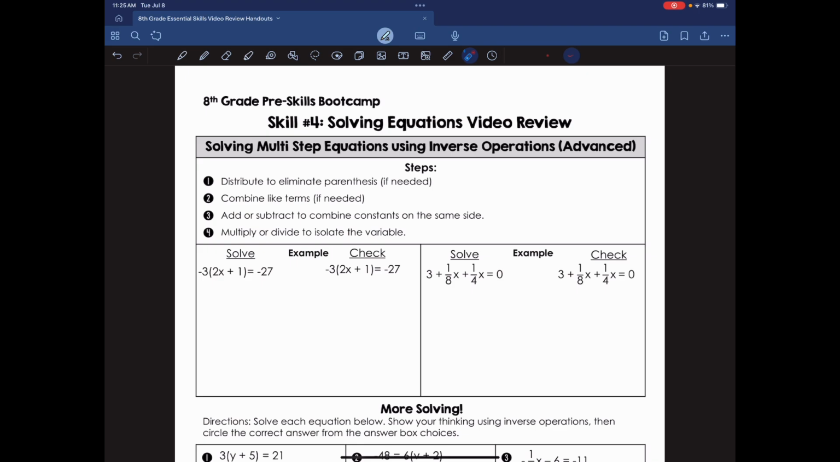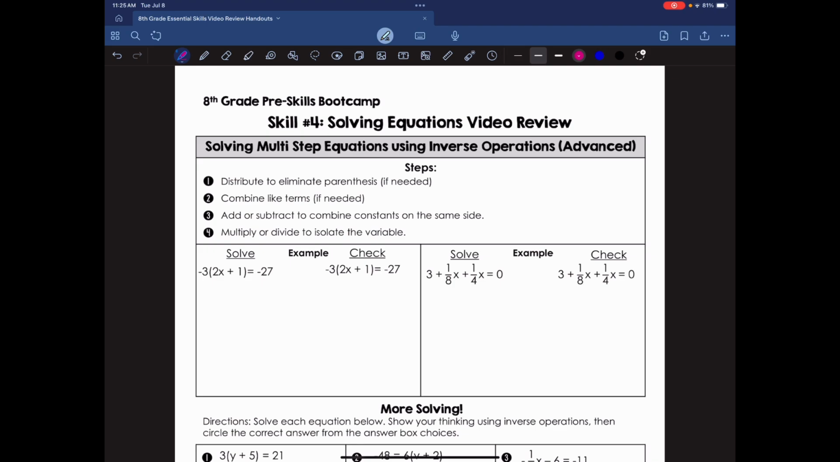In the last video, we really just focused on steps 3 and 4, but now we really need to pay attention to this first step, which is to distribute to eliminate parentheses, and to our second step, which is combining like terms. So let's get into it and jump on in with this first one.